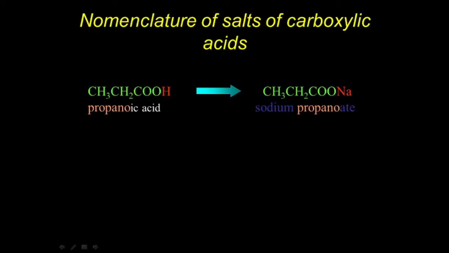Salts of carboxylic acids are named in the same manner as salts of inorganic acids. The cation is named first, and then the anion. The cation is sodium and propanoate is the anion. The name of the anion, propanoate, is derived from the name of the carboxylic acid, propanoic acid, by dropping the suffix "ic" in the word acid and adding the suffix "ate".